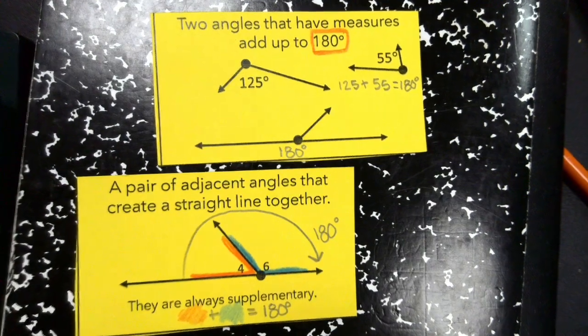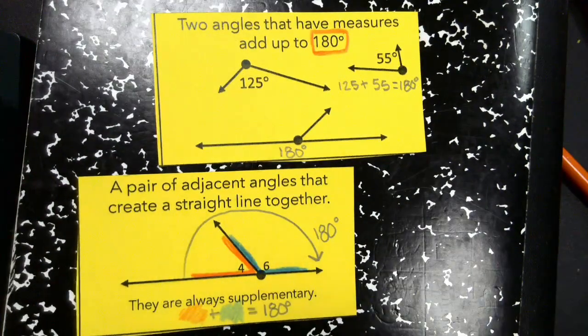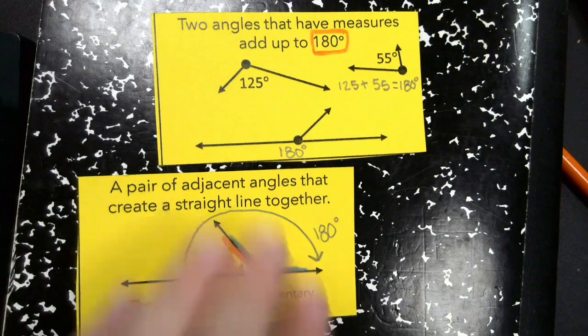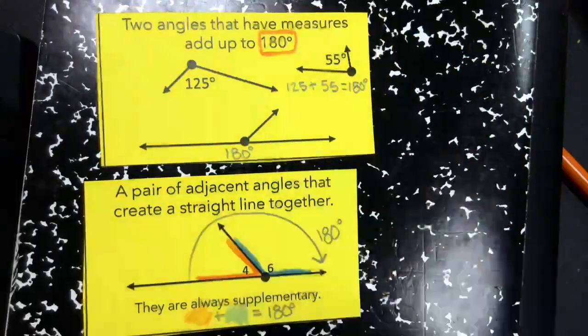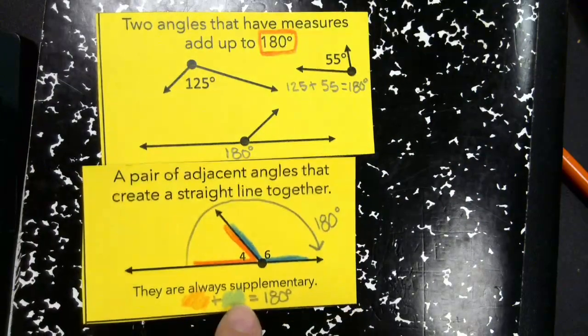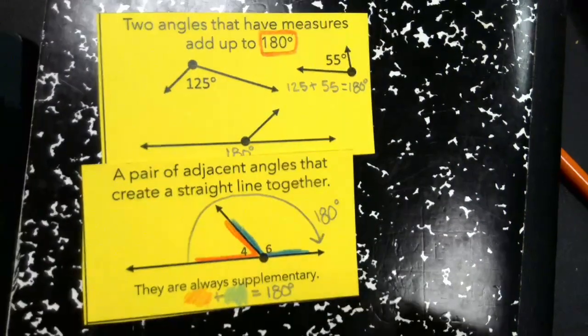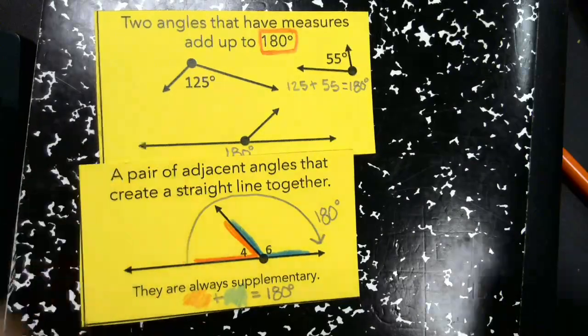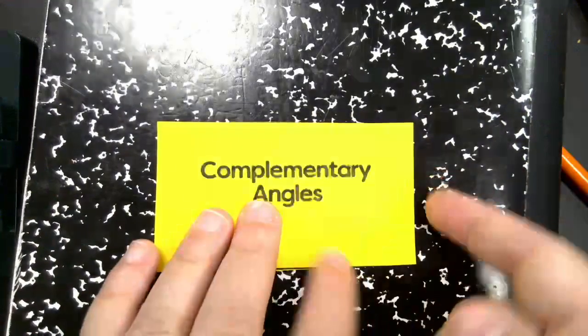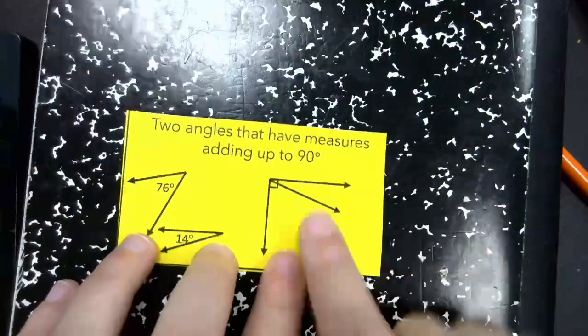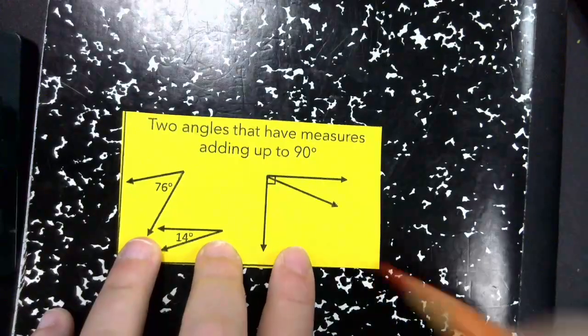All right, as you're looking at these, which other word might go with supplementary out of the three we have left? Yeah, complementary. So next up we have complementary angles. I'll give you a second if you need to write any of these down, copy what you need, and take those away in just a second. So supplementary adds up to 180. Complementary are two angles that add up to 90 degrees.